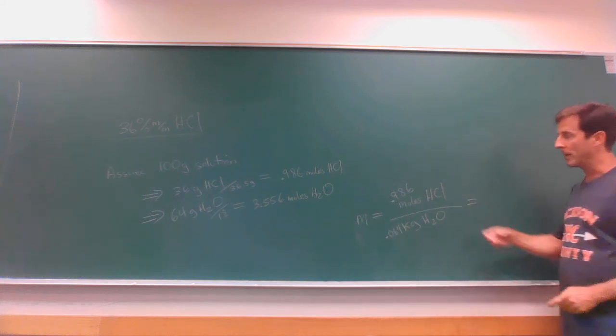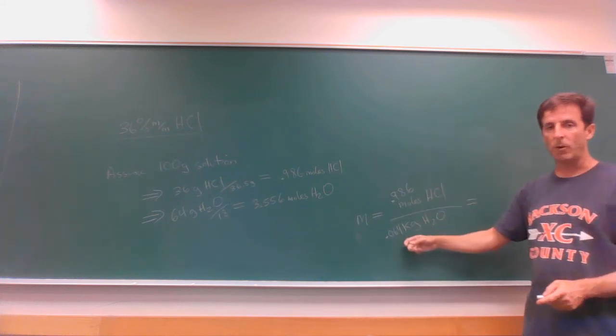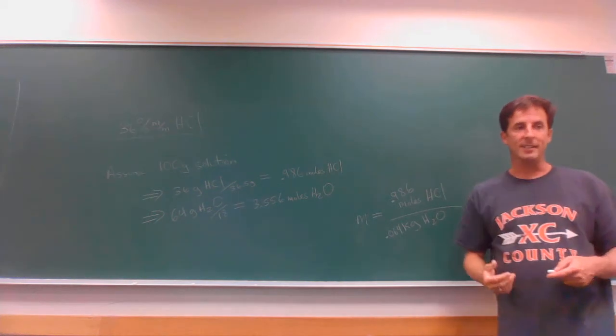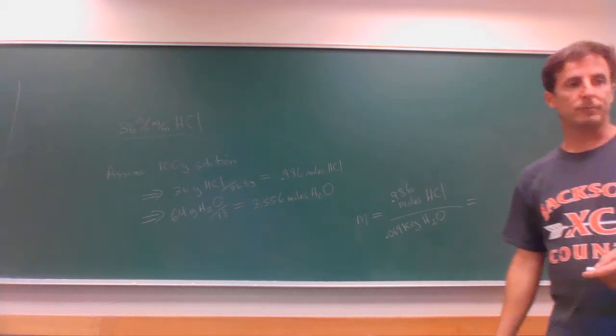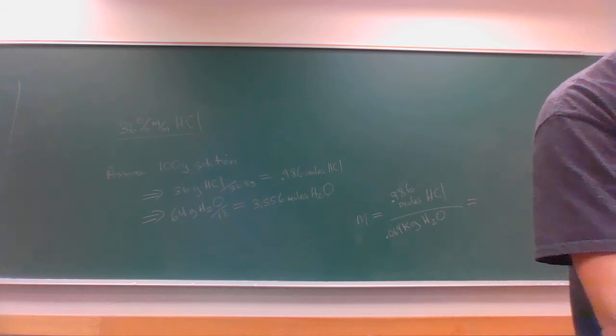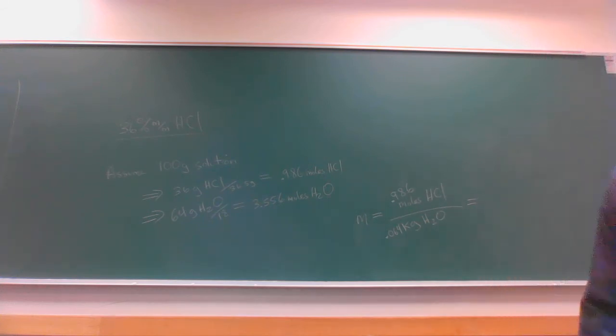So now if I do 0.986 divided by 0.064, again on the slide, it tells me that the answer ought to be 15.4. I think that should work out. So now we go to one more of these.